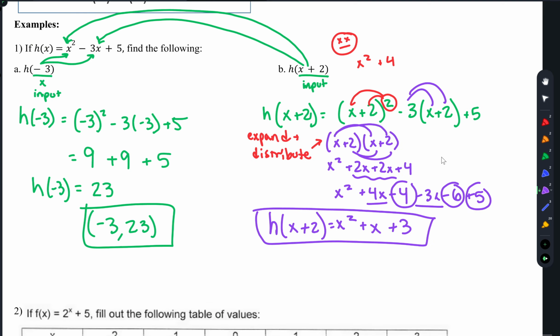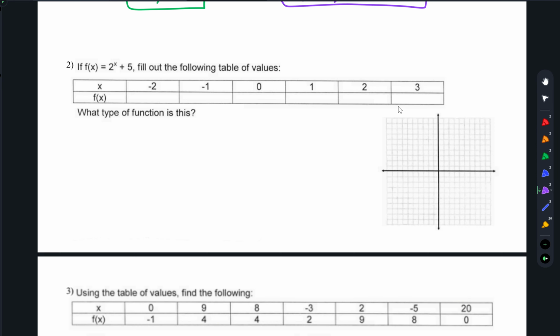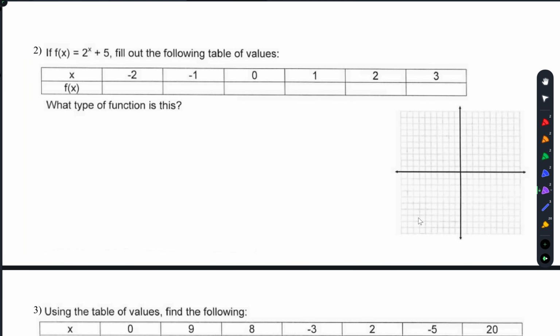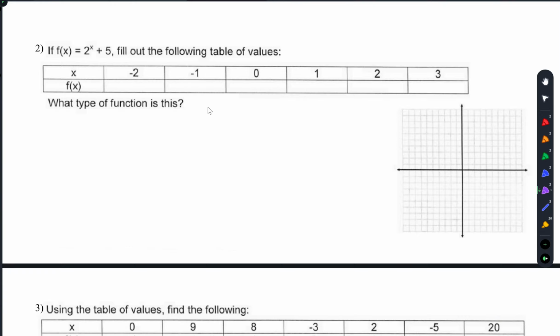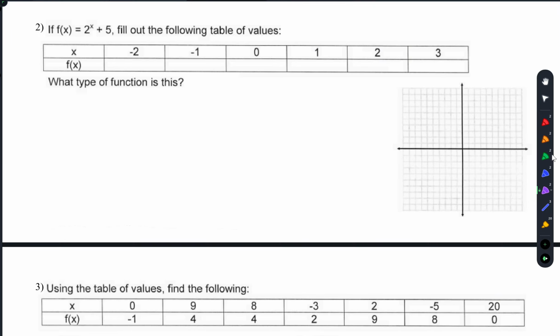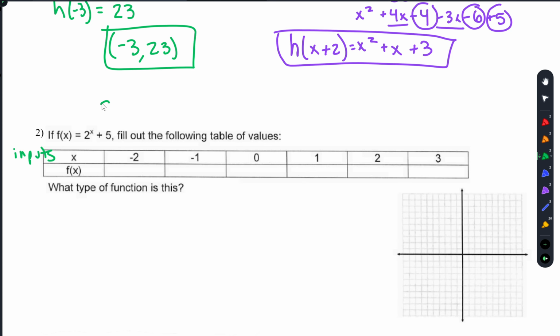Okay, next. They love these problems on the ACT, so let's do some of these guys. If f of x equals 2 to the x power plus 5, fill out the following table of values. So we are given x values. These, again, are our inputs. So I'm going to input each one of those numbers into my equation. Let's start with 2 to the negative 2 power plus 5. I'm plugging it in for x.